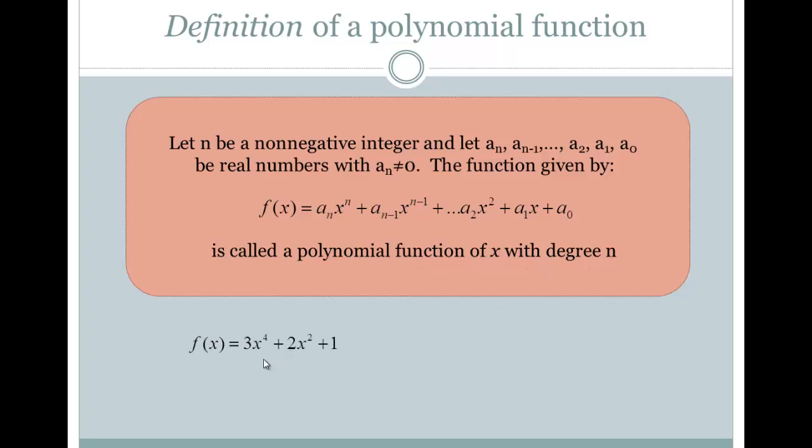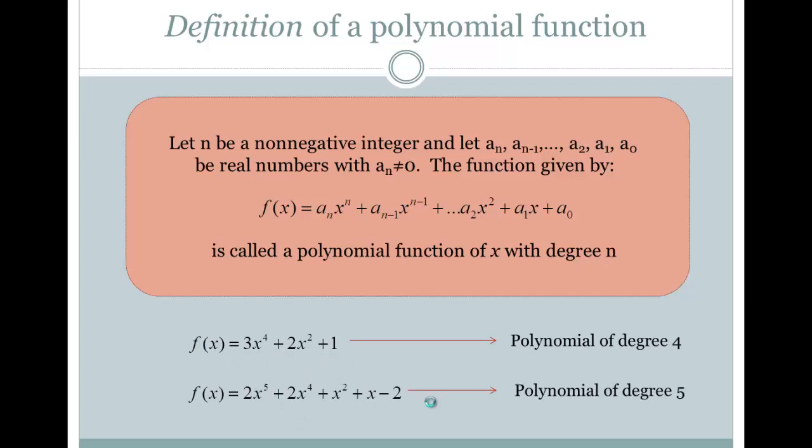And this is just called a polynomial function with degree n. So if I had a function, for example, right here, f of x is 3x to the fourth plus 2x squared plus 1, the degree here is the highest power that we have, and that's going to be 4. Okay? This is a polynomial of degree 4. This one would be a polynomial of degree 5, like that.